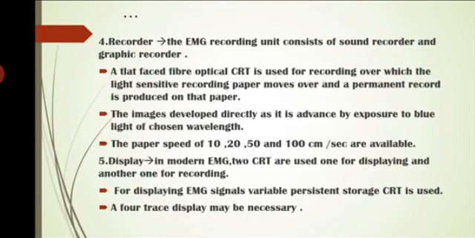Recorders: the EMG recording unit consists of a sound recorder and a graphic recorder. A flat-faced fiber optic CRT is used for recording, over which the light-sensitive recording paper moves. A permanent record is produced on the paper. The image is developed directly as it is advanced, by exposure to the blue light of chosen wavelength. Paper speeds of 10, 20, 50 and 100 centimeters per second are available.